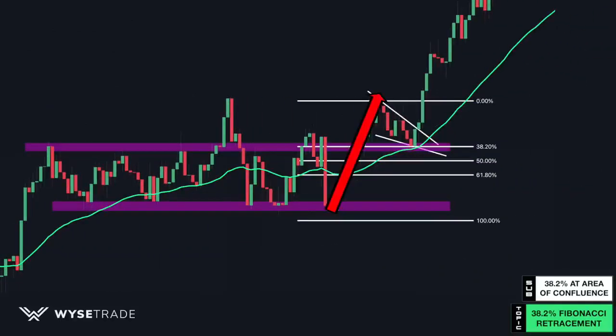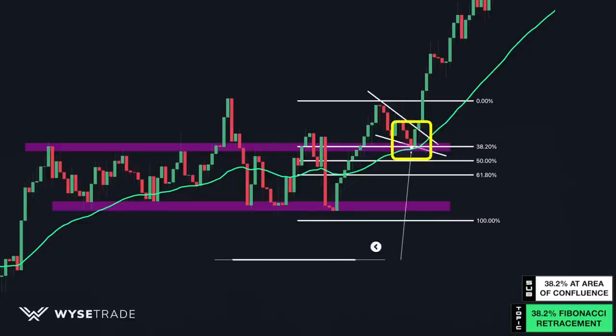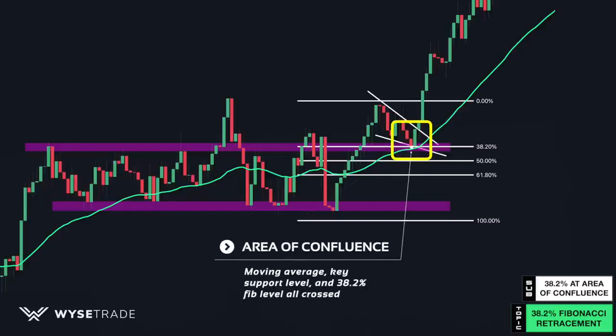You have a clear moving uptrend with heavy momentum as it breaks clearly through the key level. As price pulls back, you had an area of confluence here where the moving average, very high quality support level with multiple reversal points, and 38.2% Fibonacci level all crossed.